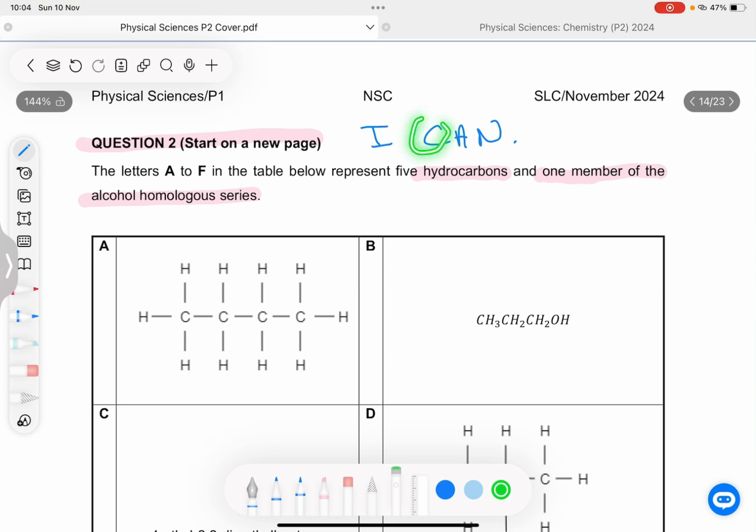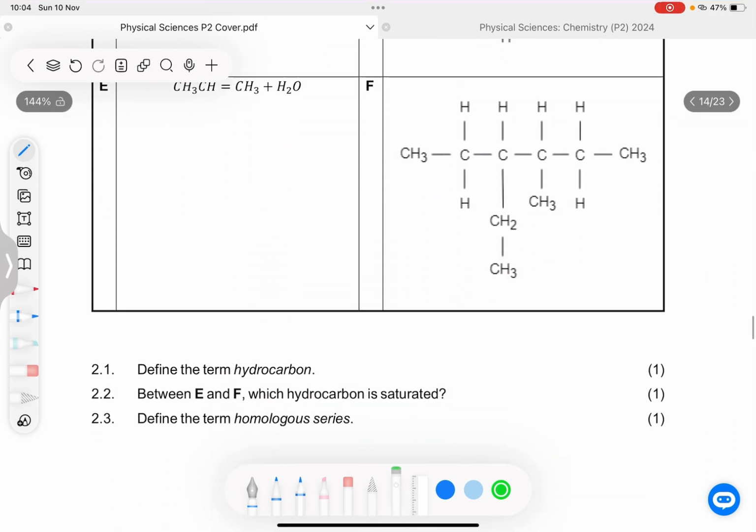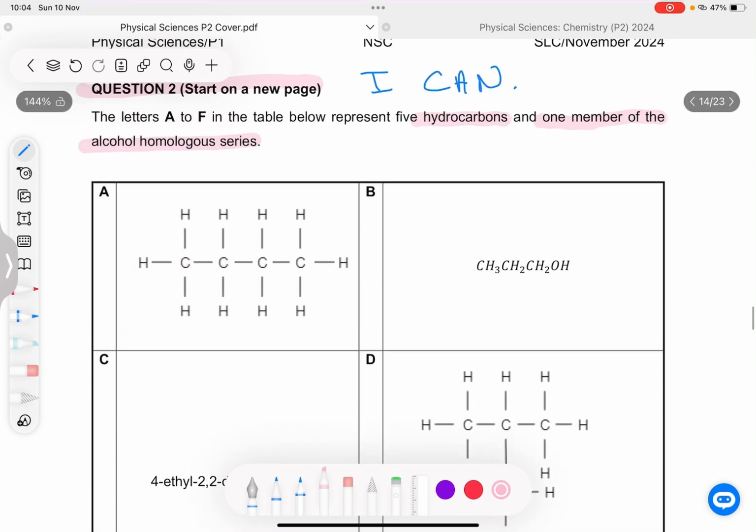At this stage, I'm done with classifying the problem, so I'm ready to answer the question. We'll go to our questions now to answer them. The first question says to us, define the term hydrocarbon.